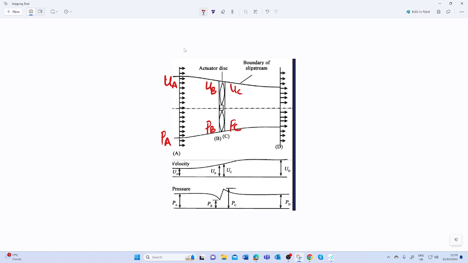And there will be UD at this section, and there will be PD at this section. And let us not forget that there will be axial thrust at this particular section. So there will be thrust impacting backward as the actuator disc rotates.